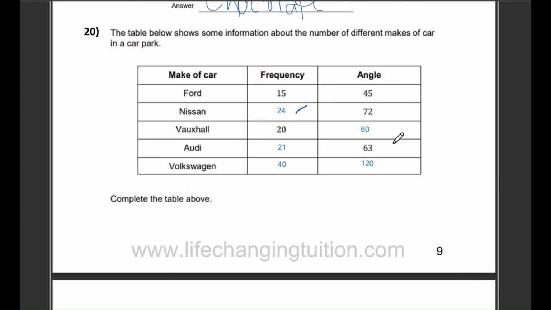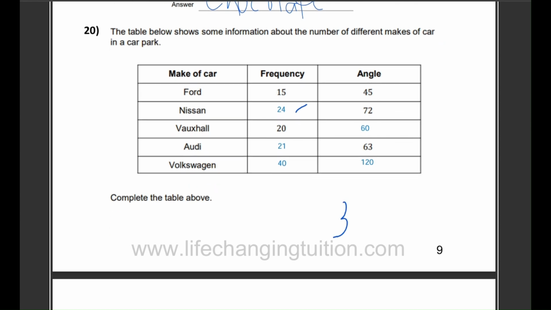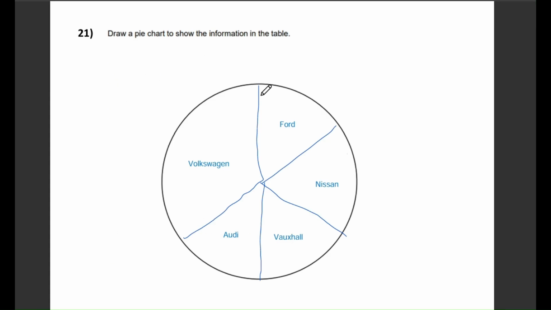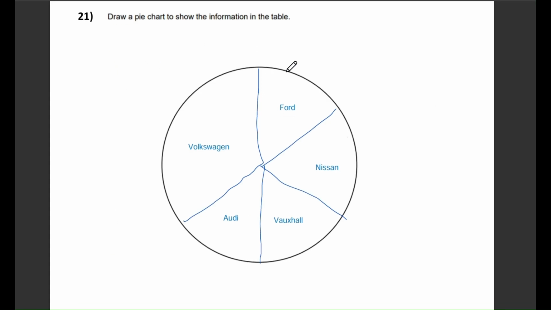To get these angles, we need to take the number of cars for each make, divide that by the total amount of cars, and then multiply by 360 degrees, as there are 360 degrees in a circle. That's how we figure out the size of each section for the pie chart. So the question asks us to draw a pie chart to show the information that we have in the table, but look at that. The pie chart is already drawn for us.